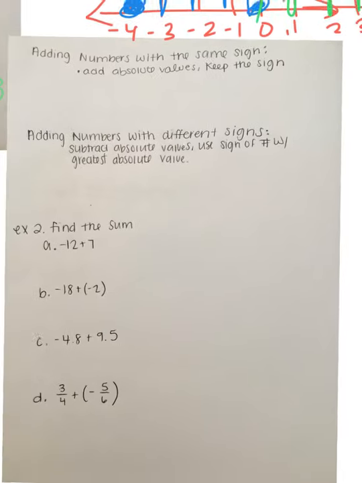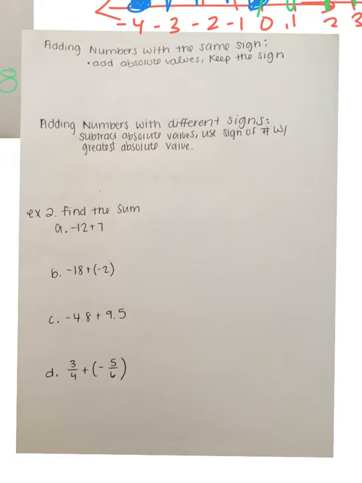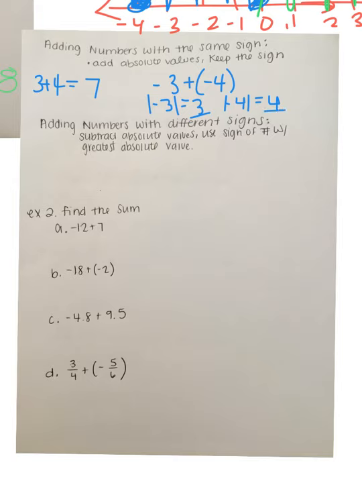So if I'm adding numbers with the same sign, I add their absolute values and keep the sign. So if I wanted to do 3 plus 4, hopefully you would just know that that's 7, right? Because that's how you add. If I had negative 3 plus negative 4, the absolute value of negative 3 is 3, and the absolute value of negative 4 is 4. So I can add 3 plus 4, which would give me 7, but I have to keep the sign since they both had the same one. So I get negative 7.